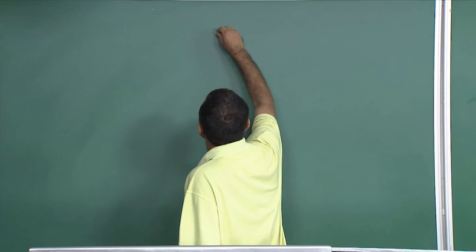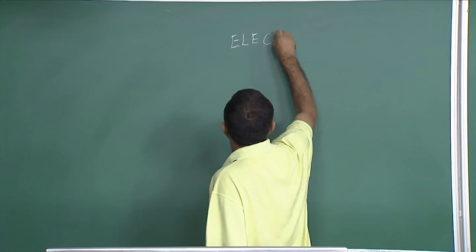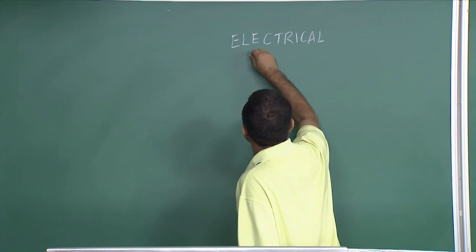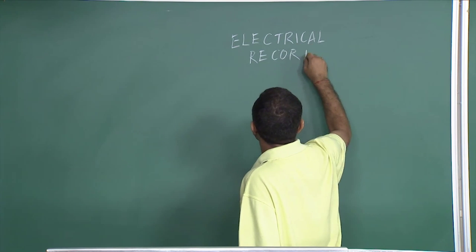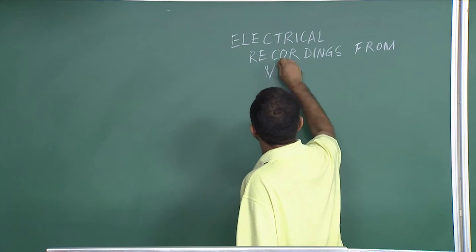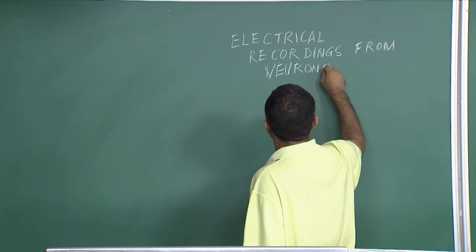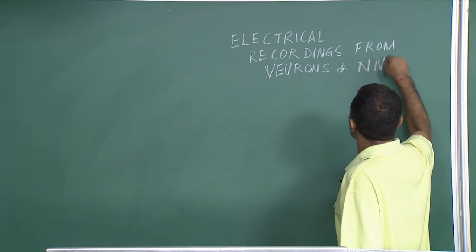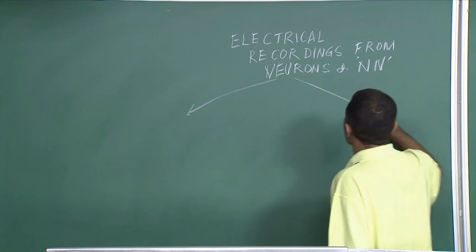As of now, we only talked about the simple electrodes, either you use a patch electrode or you use a sharp electrode or you use a glass electrode or you use an extracellular electrode. All these fall under, so if I had to classify, I have to classify them under two headings. So, the broad class is electrical recordings from neurons and neuronal network, and I'm just putting NN for neuronal network for you. So these could be classified under two broad headings.